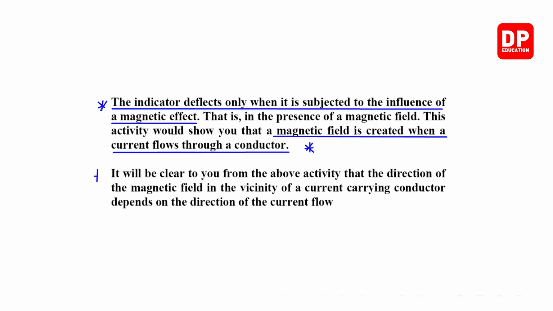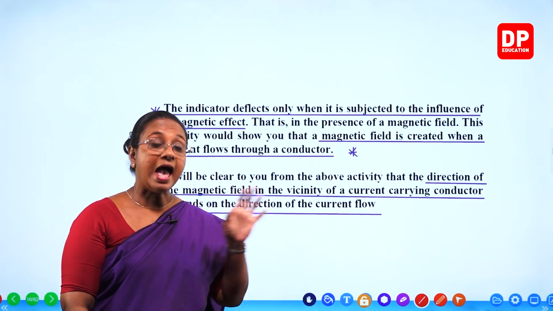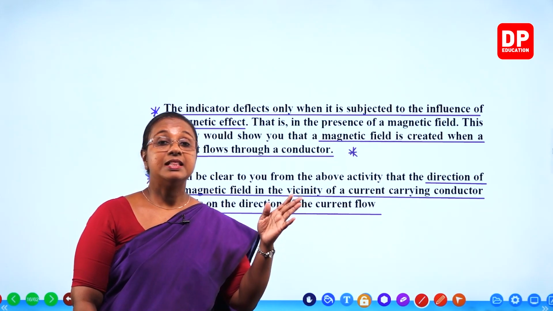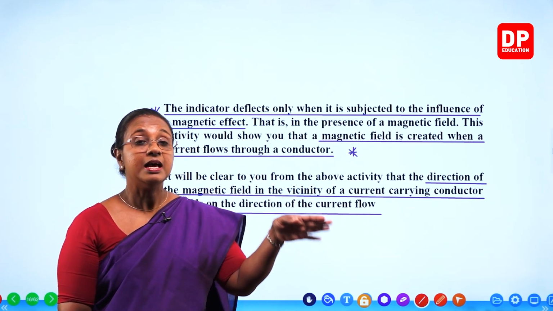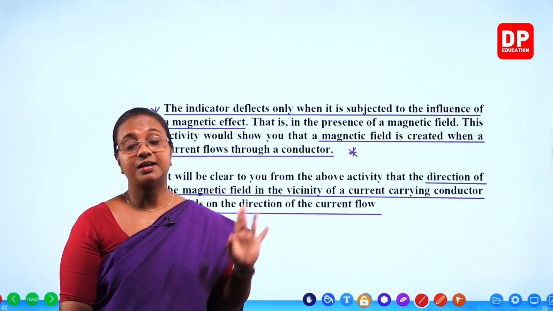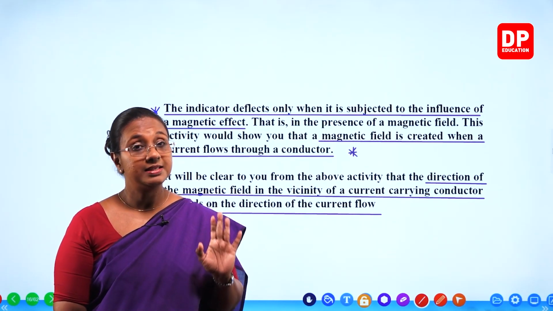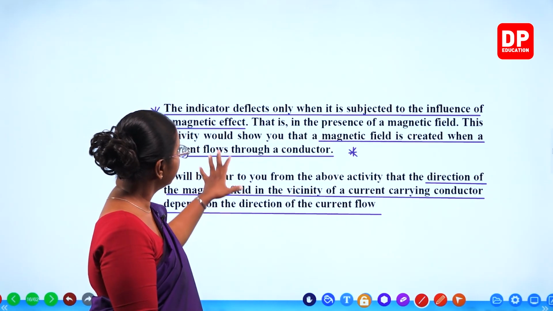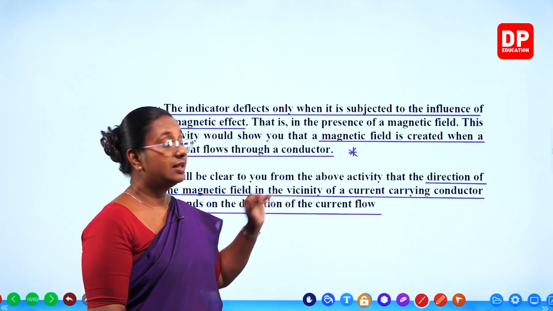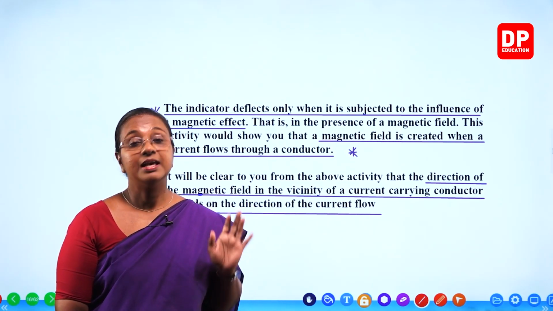Then, the second one, it will be clear to you from the above activity that the direction of the magnetic field in the vicinity of a current carrying conductor depends on the direction of the current flow. That was the second conclusion. And also you were able to see that the direction of the magnetic field above the conductor and below the conductor were different. Is that clear, students? So those were the observations or the understanding that we got from the activity. Is that clear?